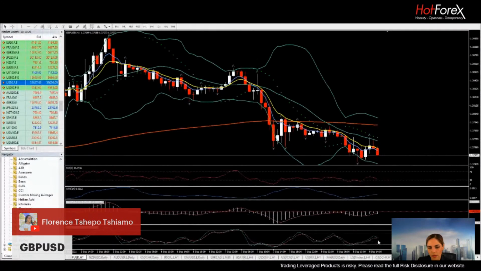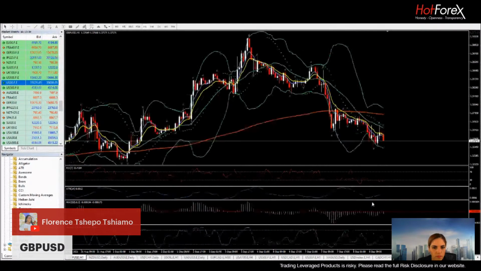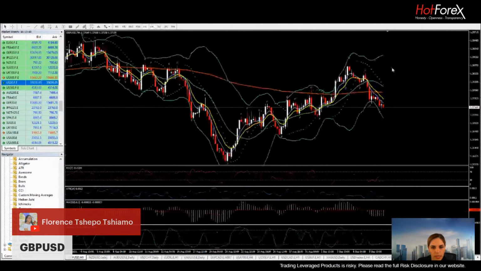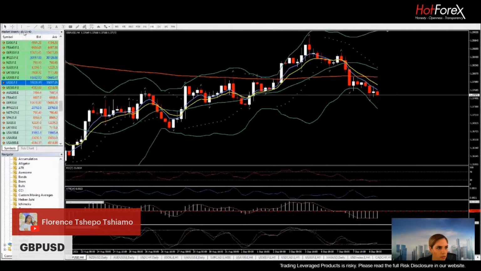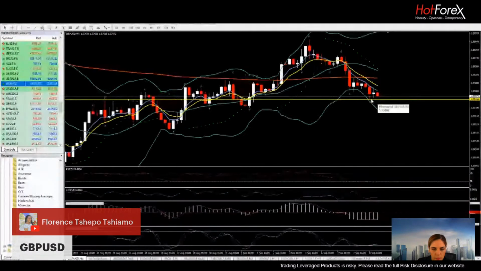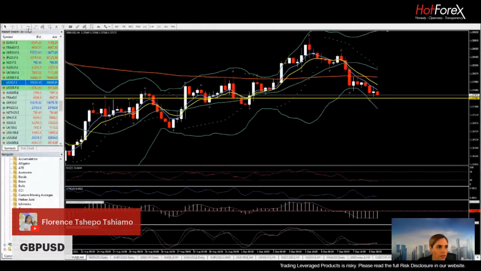Stochastic the same, ready to post a bearish cross. MACD remains negative, so intraday outlook remains weak for the pound. Next support, guys, if we see the asset breaking this latest fractal, the next support can be seen.